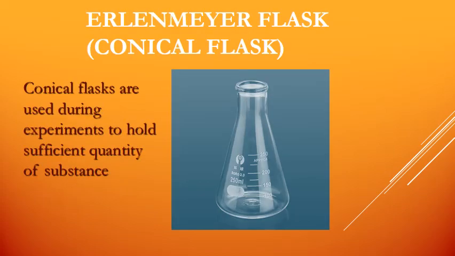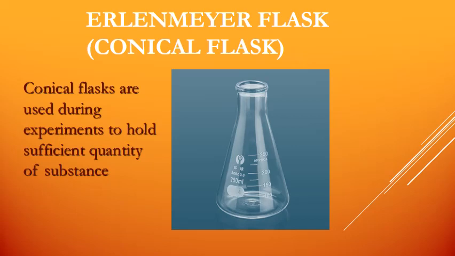The next apparatus is a conical flask. A conical flask is usually made up of glass. It is used during experiments to hold sufficient quantity of substance. So if we want to carry out an experiment, we put these chemicals in this conical flask and carry out different types of experiments. A conical flask can also be of various sizes, like a 100 ml conical flask or 500 ml, and here you can see a 250 ml conical flask.